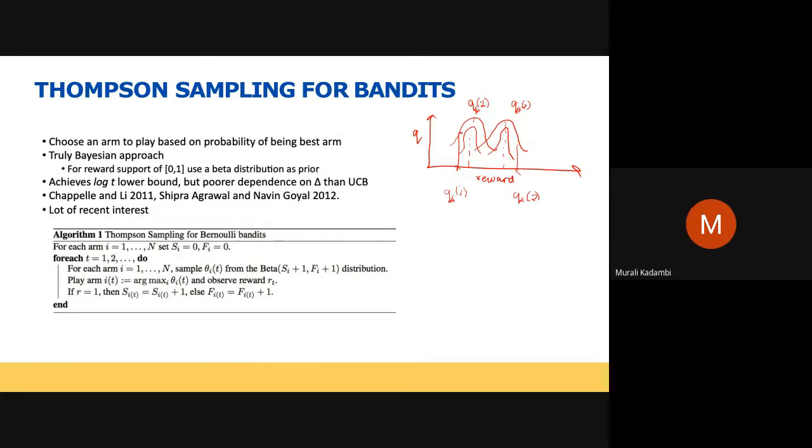All that is okay, but in this algorithm, where there's a for each and all that, all that we are doing is just looping through T, and then you're playing each arm, and that's it. Where does the prior come into the picture here? That's what I'm finding difficult to understand.